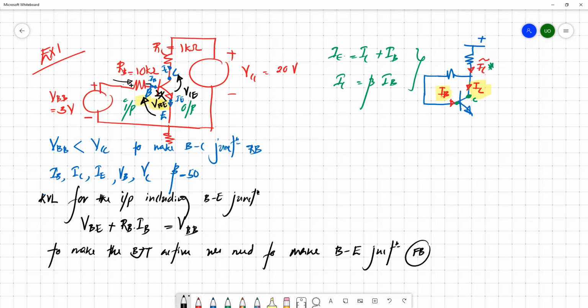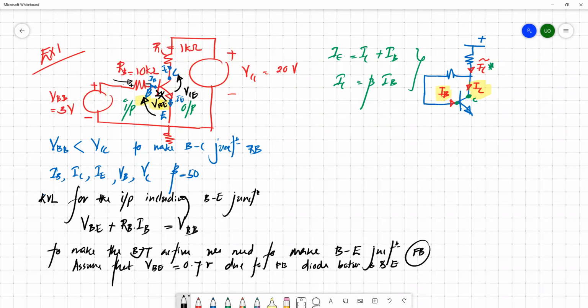If this diode is forward biased, there is a 0.7 volt drop across it. In the simplified model, once your diode is forward biased, there should be at least 0.7 volt drop across it, otherwise it does not get forward biased. Once it is forward biased, you can simply replace this diode with a fixed DC source of 0.7 volt. So we can assume that VBE is equal to 0.7 volt between base and emitter.